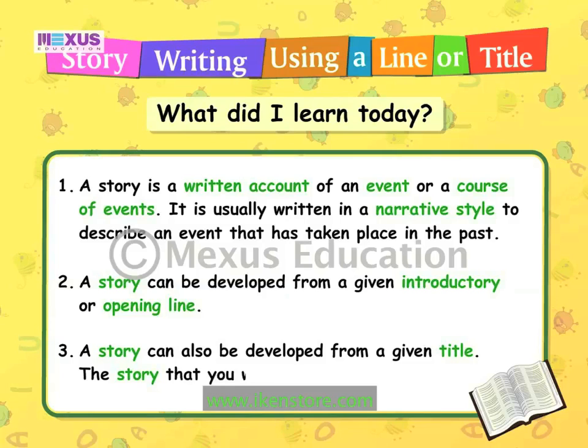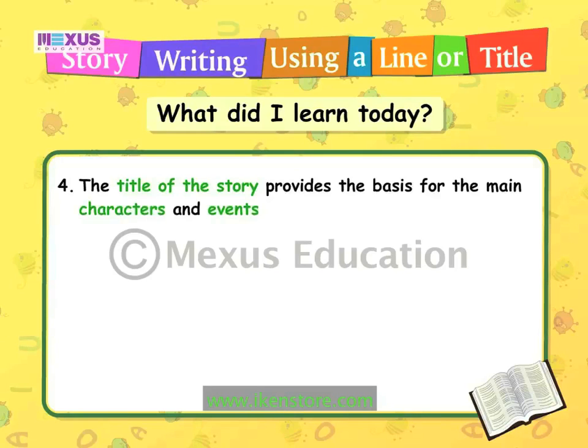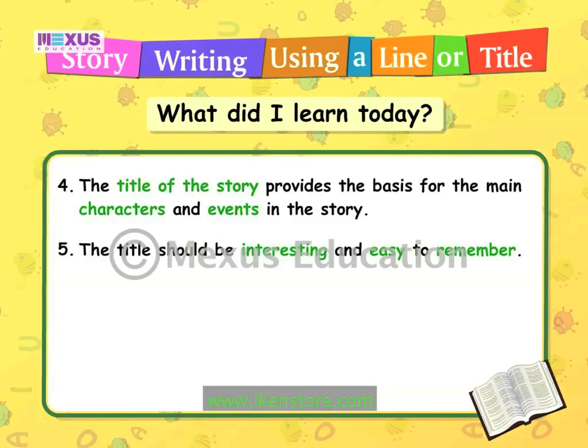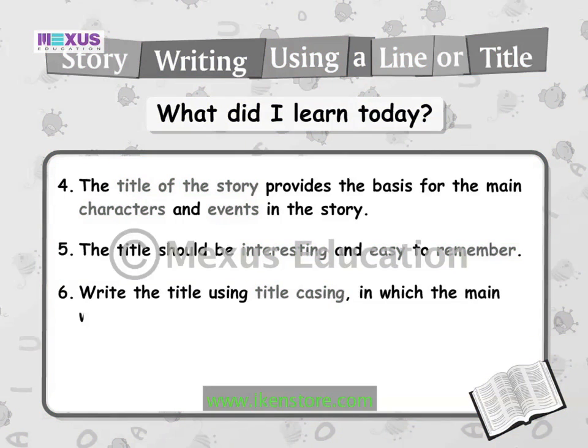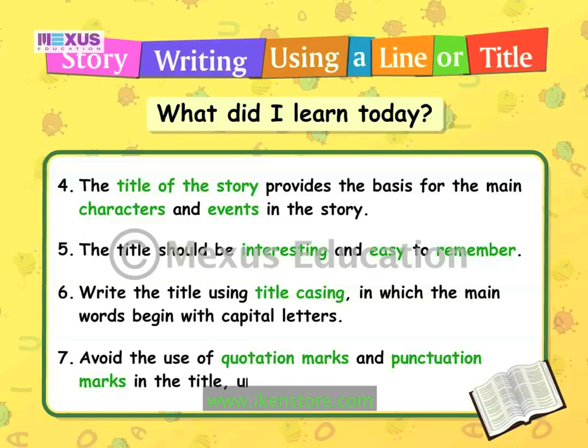The story that you write should suit the title. The title of the story provides the basis for the main characters and events in the story. The title should be interesting and easy to remember. Write the title using title casing, in which the main words begin with capital letters. Avoid the use of quotation marks and punctuation marks in the title unless it is a sentence.